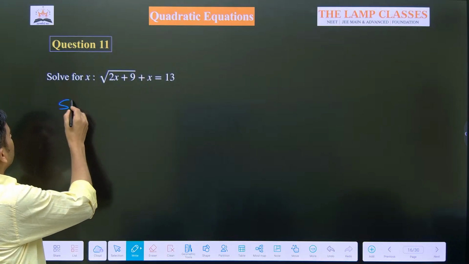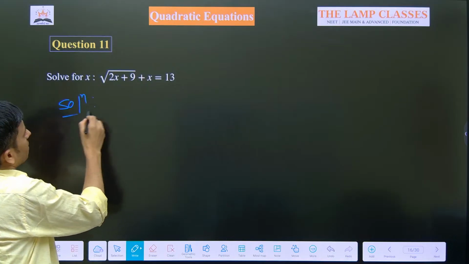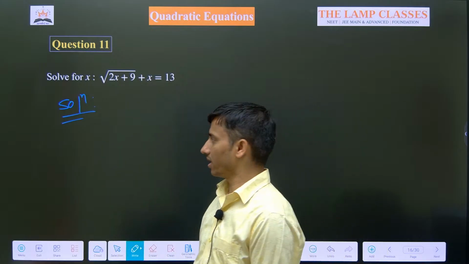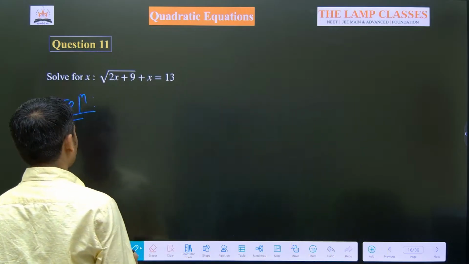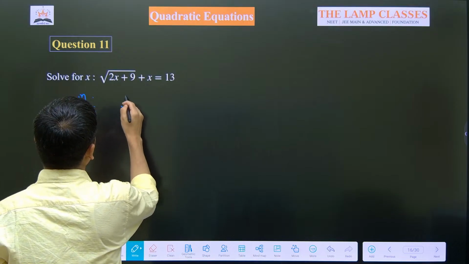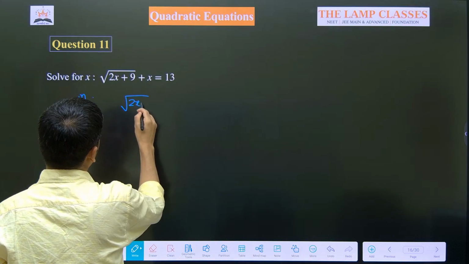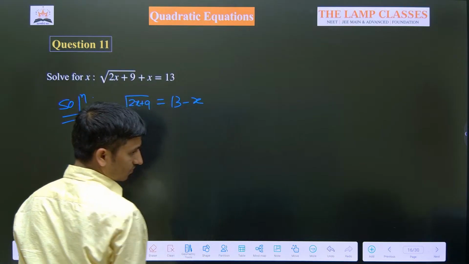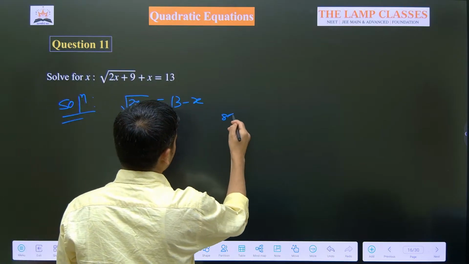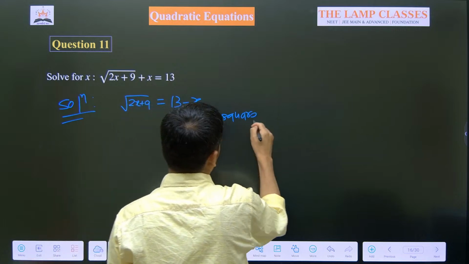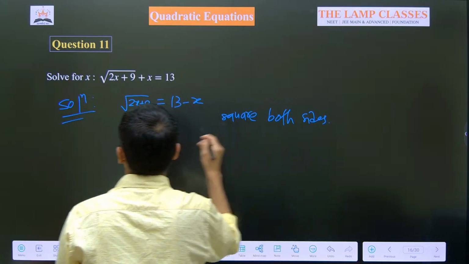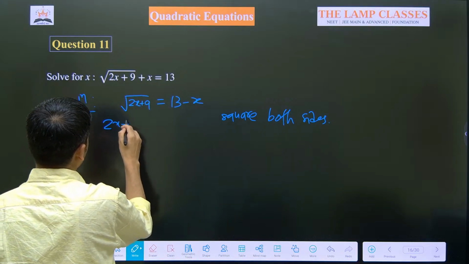So we know the procedure to solve this kind of question, right guys? We need to square it, then only it will be a standard quadratic equation. And before squaring, what do we do? We try to keep the irrational term on one side, no? So that after squaring there is no irrational term. 13 minus x. Square both sides. So it becomes 2x plus 9.